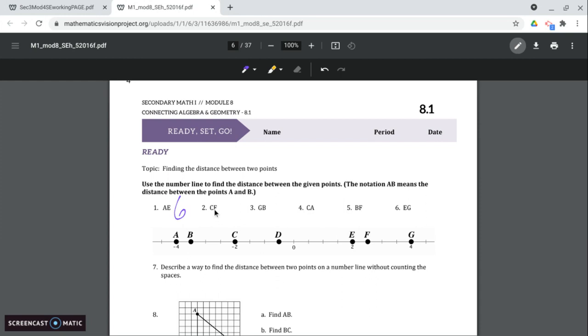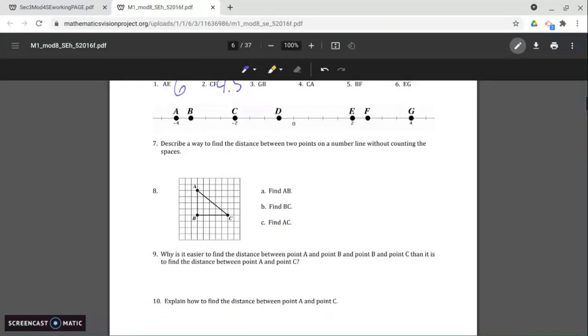Now from C to F, we're going from -2 to +2.5. So from -2 to 0 is 2. From 0 to 2.5 is 2.5, so now it's 4.5. So just use the values given to help you in finding those distances.